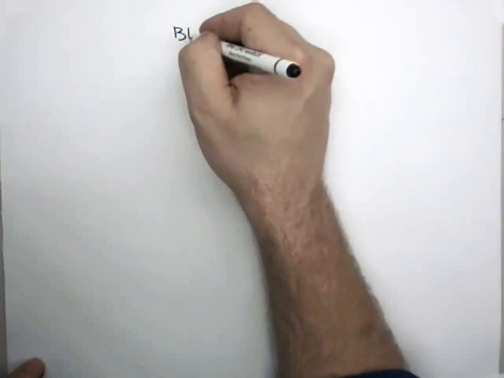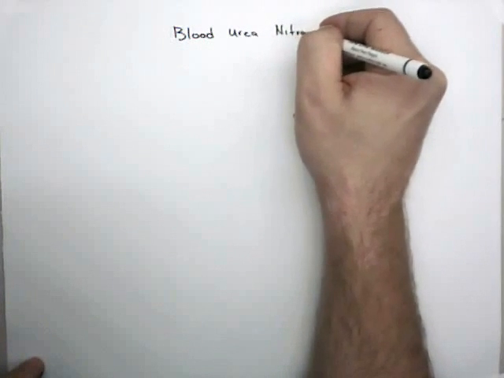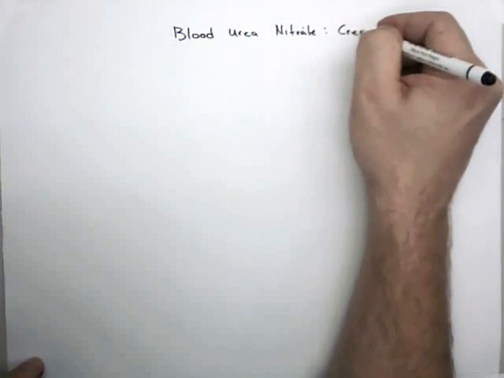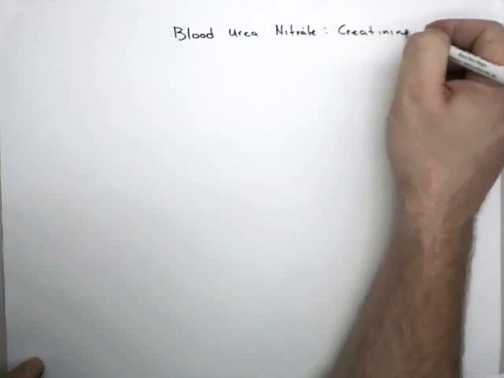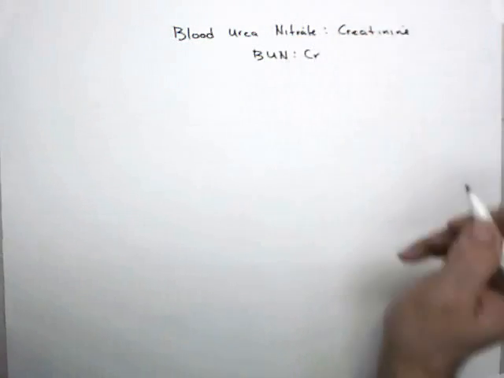Okay, what I'd like to describe is something called the blood urea nitrate creatinine ratio. I apologize for my voice. I've got quite a cold. So this is called the blood urea nitrate creatinine ratio. It's abbreviated the BUN CR ratio.